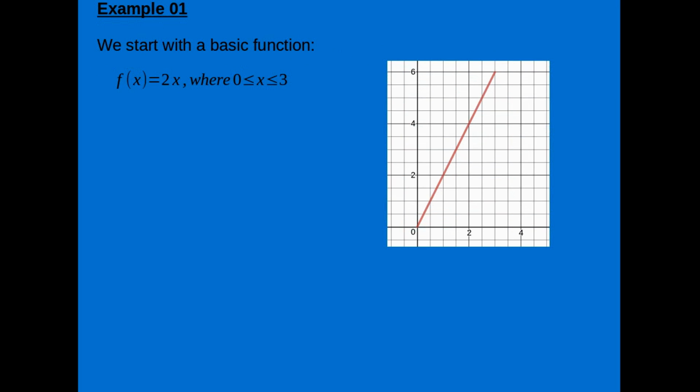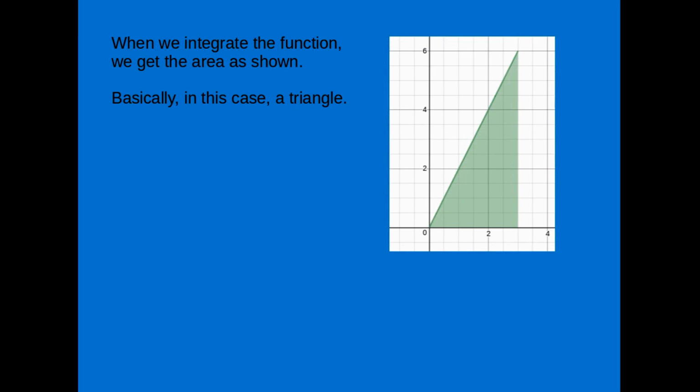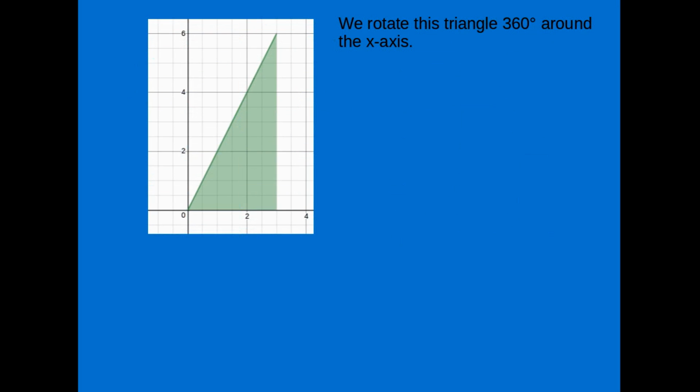So we'll start with a basic function, a linear function, f of x equals 2x, and we'll limit the domain to be between x of 0 to 3. So you'll see it on the red line there. When we integrate this function, we'll get the area as shown, which is basically a triangle. We'll rotate this triangle 360 degrees, so completely around the x-axis.